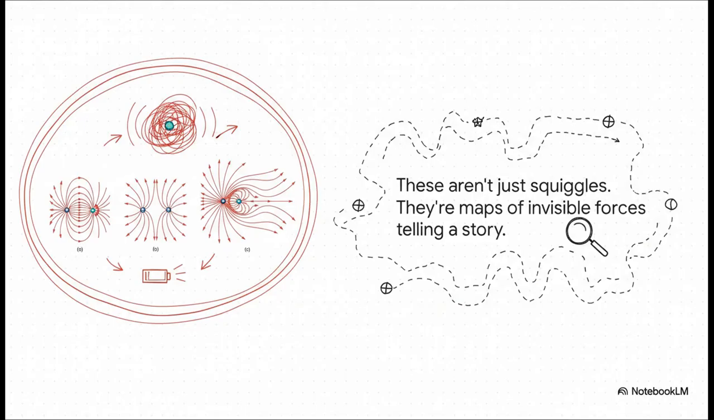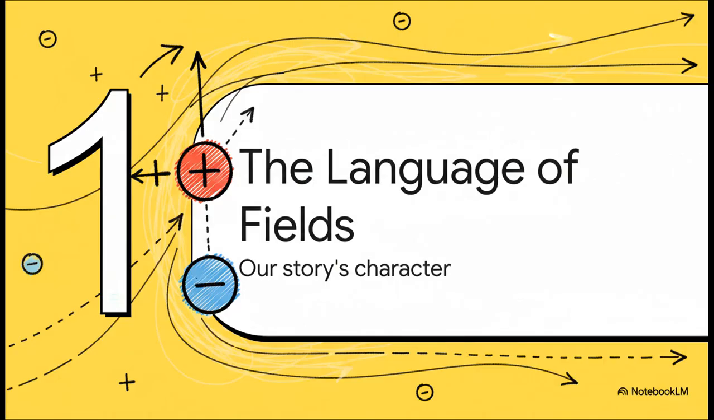So when you look at a diagram like this, you're not just seeing a bunch of squiggles. No way. These are actually maps that chart the direction and strength of invisible electric forces. And believe it or not, each one of these patterns is telling a story. And to understand these stories, you got to know the language, right? You got to meet the main characters. Well, our main character today, the most basic pattern you'll find, is the electric dipole.